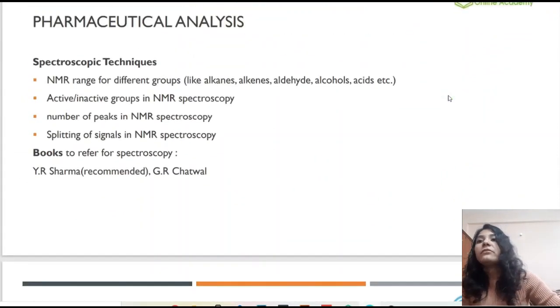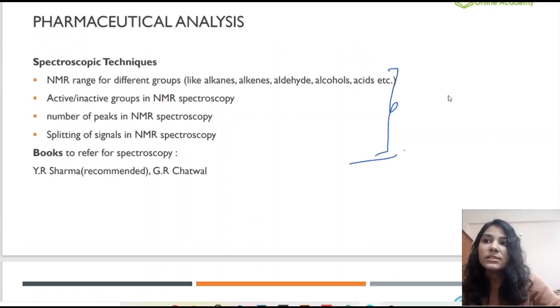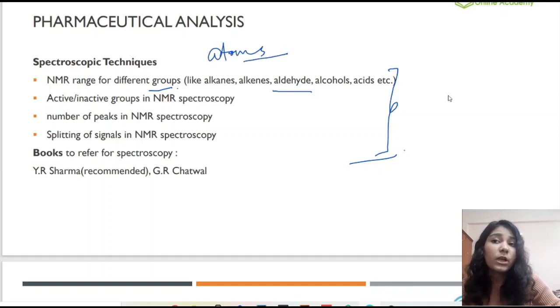Okay, now in NMR spectroscopy, the major topics from which questions are asked are the NMR ranges of different groups. Like they can ask you which range the peak of the aldehyde group comes under. These types of questions can be asked, and they can ask you which groups or atoms are NMR active or inactive.